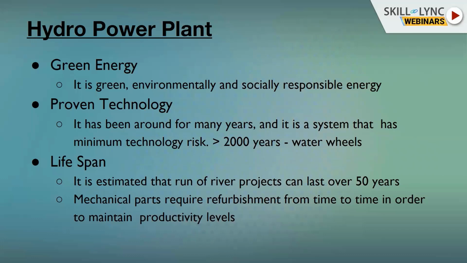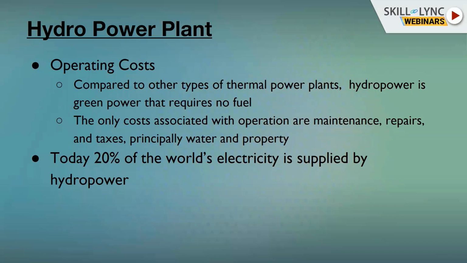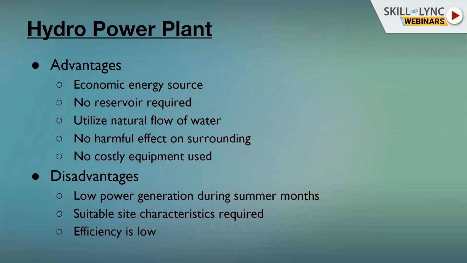And the lifespan: once we construct a hydropower plant, it may give 50 years or many more years. That's why the hydropower plant comes under a vital role. The operating cost is also very low compared with other renewable energy systems like wind. So it is a major consideration here. And you can see in the last point, 20% of the world's electricity is supplied by hydropower. And let us see some of the advantages.